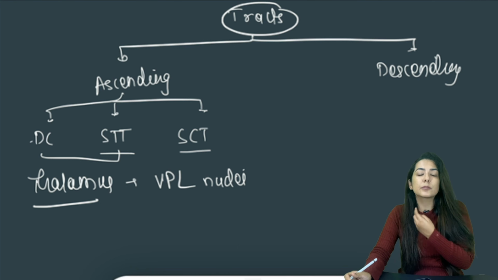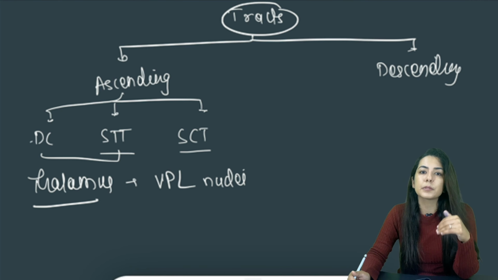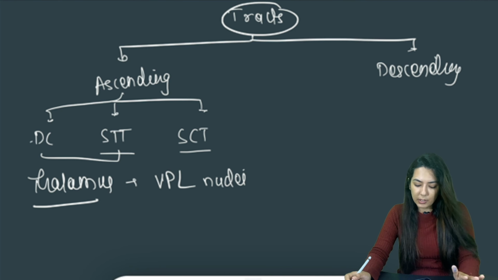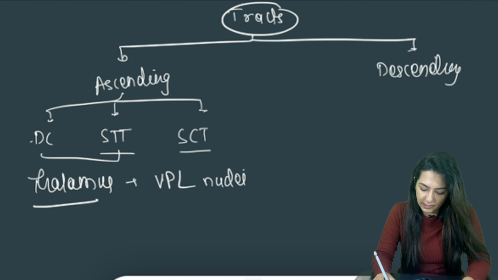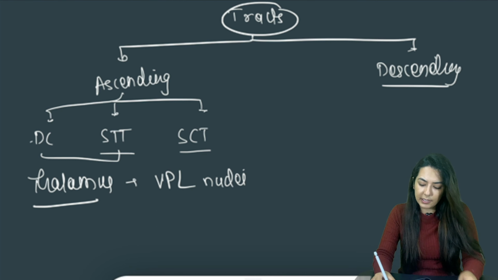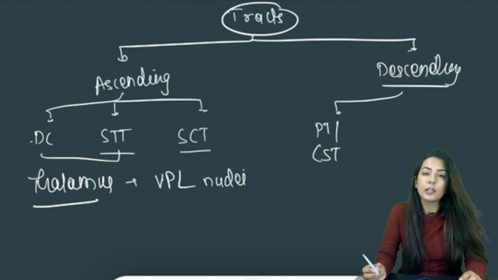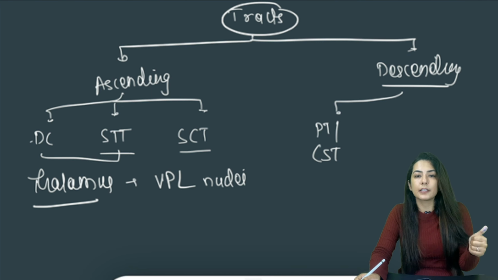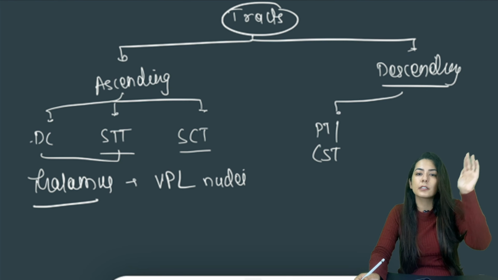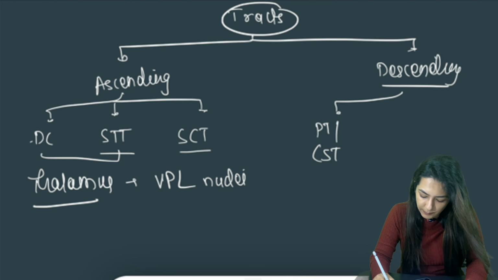Spinocerebellar tract also goes from the spinal cord to the cerebellum. I'll discuss the function on the next slide. Descending tract is composed of two types of tracts. First is the pyramidal tract, also known as the corticospinal tract. Corticospinal tract means it is descending from the cortex to the spinal cord, so that's why it's named corticospinal tract.